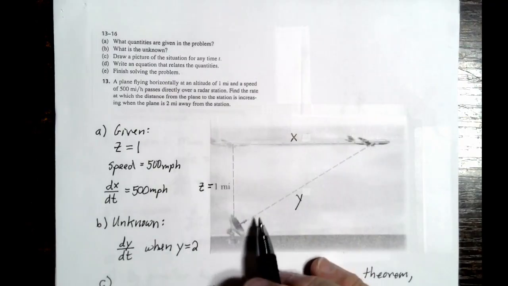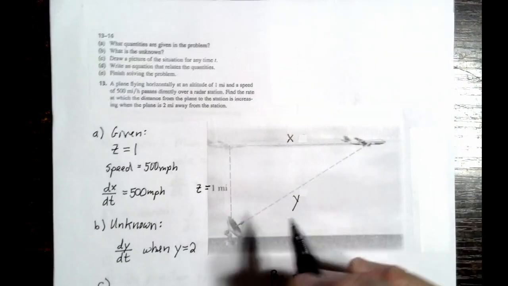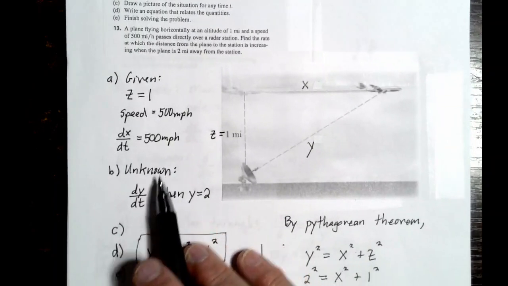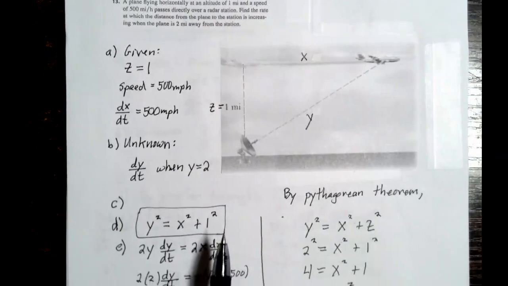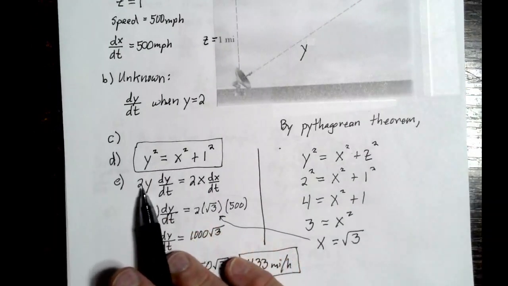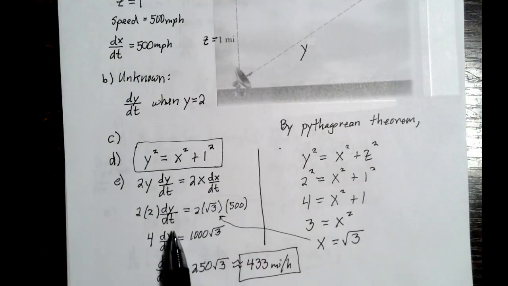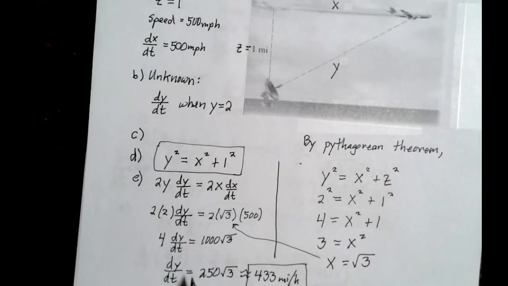Okay, so if z is 1 and y is 2, x is square root of 3, by Pythagoras. And we know dx/dt is 500. We're looking for dy/dt. So when you take the derivative, we get 2y y prime, we get 2x x prime, and we get 0 for our constant. Plug in everything that we know, we get our answer.